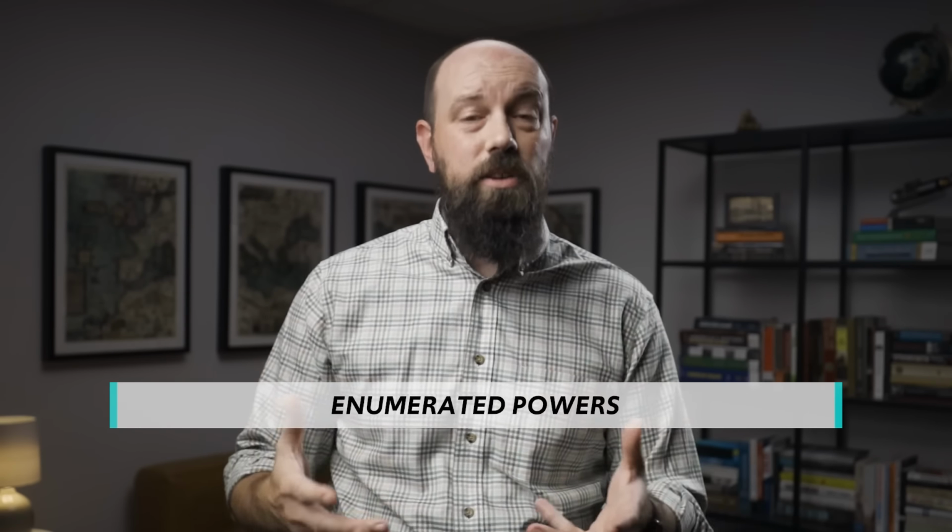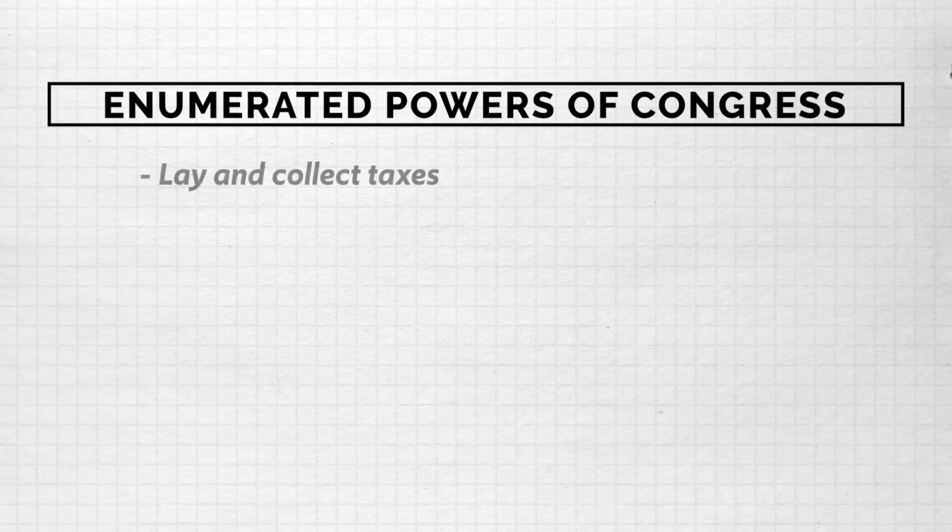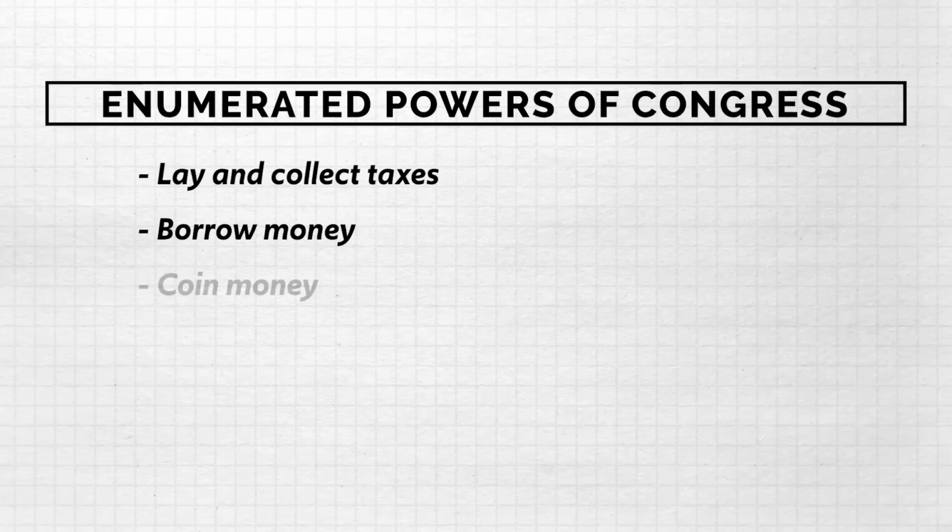And the most important section in Article 1 that you need to know is Section 8, in which the enumerated powers of Congress are explicitly outlined. Here it says that Congress has the power to lay and collect taxes, to borrow money, to coin money, to declare war, to raise and support armies, and maintain a navy. And there's a lot more there, but you get the idea.